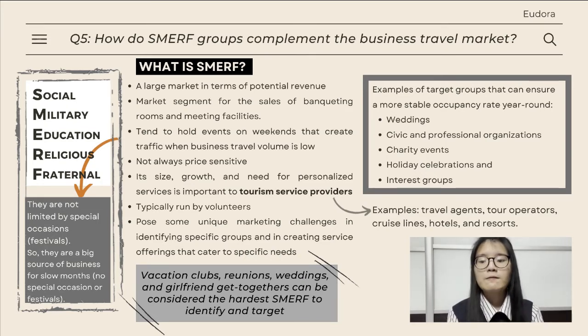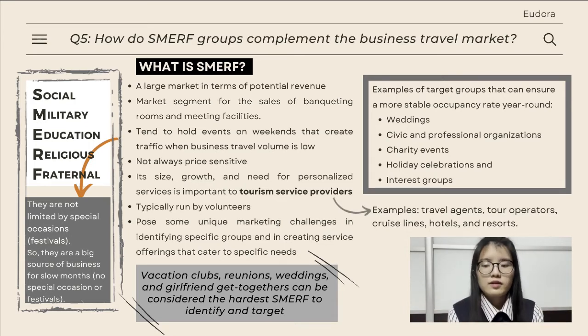In other words, they are not limited by special occasions such as Chinese New Year or Christmas. Therefore, they are a big source of income for businesses during slow months. Besides that, they are also not price sensitive, which means that they would be willing to pay high prices even when there are no discounts. Its size, growth, and need for personalized services is important to tourism service providers such as travel agents, tour operators, cruise lines, hotels, and resorts.